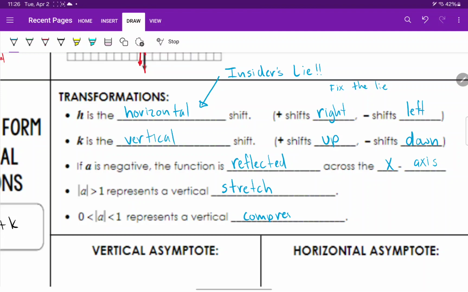And this is just review. We've already dealt with these transformations before. We're just kind of reminding ourselves of them.